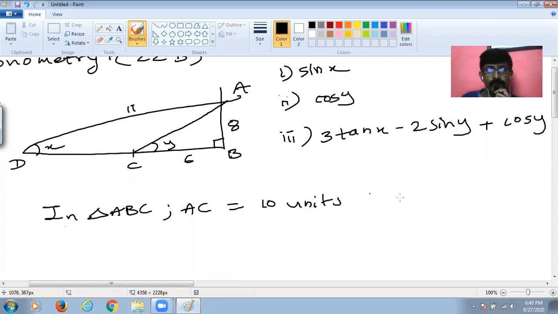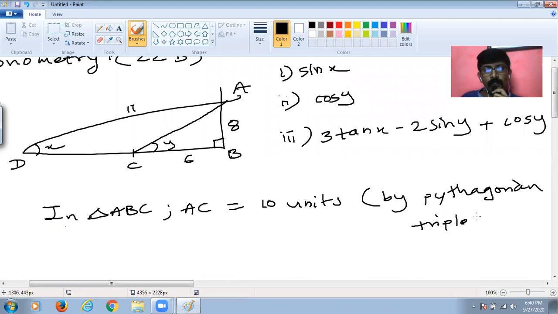And for that you have to write the reason. So you can say by Pythagorean triplet. Now some people don't know what this Pythagorean triplet is. So you can simply do 6 squared plus 8 squared, that will become 36 plus 64, that will become 100. So AC squared will become 100. So AC will become root of 100. So root of 100 is 10 units. I hope everyone has understood.